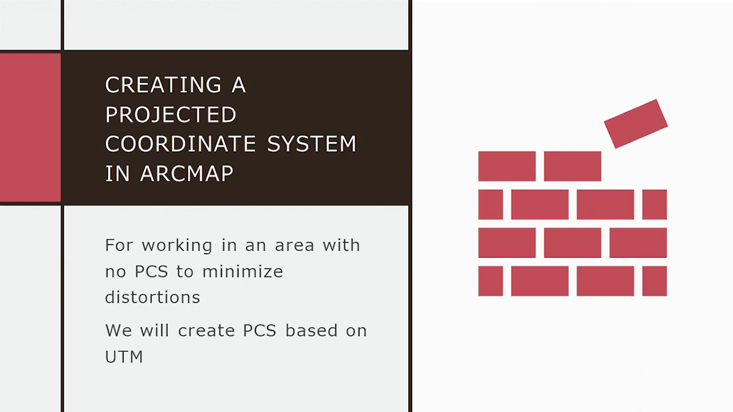With this knowledge, let's create a projected coordinate system. For example, let's create a PCS based on UTM. We know that Bangladesh lies in UTM 45N and UTM 46N. We will change the projection parameters of UTM to get the whole Bangladesh into one UTM zone. Now let's hop into ArcMap to try to make a PCS.